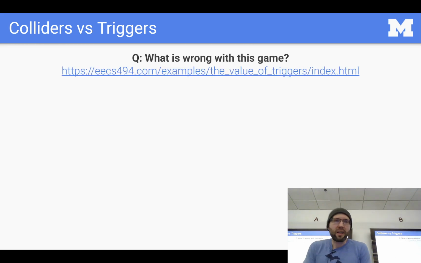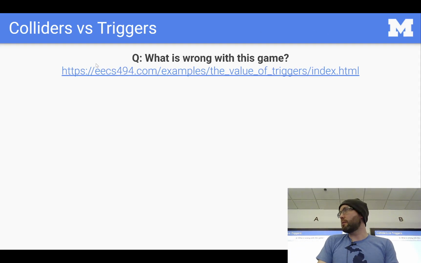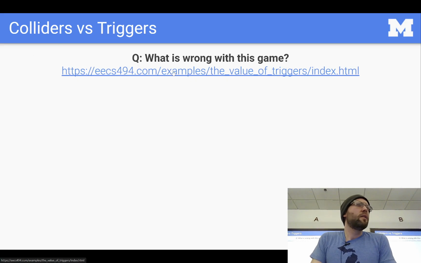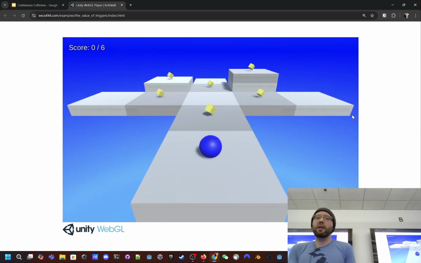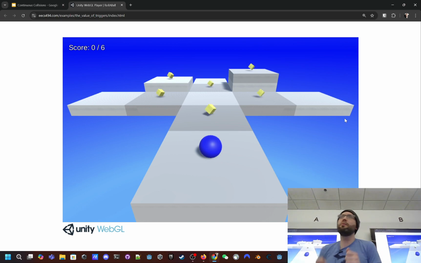Anyway, colliders versus triggers. Now, if you've taken 494, you already know what I'm about to talk about. But if you haven't taken 494, as some of you have not, then you might not know what the difference is between a collider versus a trigger, or why there's a distinction at all. Don't they kind of sound like the same thing? Well, I want to show you some gameplay footage. I'm going to play this game for you, and I'm actually going to give you some sound effects, okay, to help you understand what the problem with this game is. There's a big problem with this game.